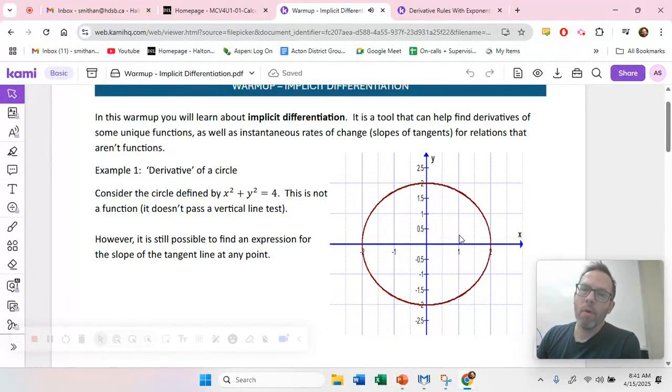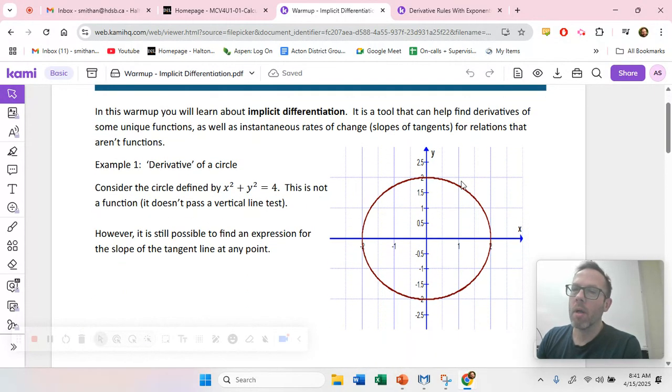All right, so we're going to learn about something called implicit differentiation. As we're going to see, this tool will help us find the derivatives for the inverse functions, the log function and the natural logarithm function. But it also allows us to find the derivative, in air quotes, of relations that aren't functions.